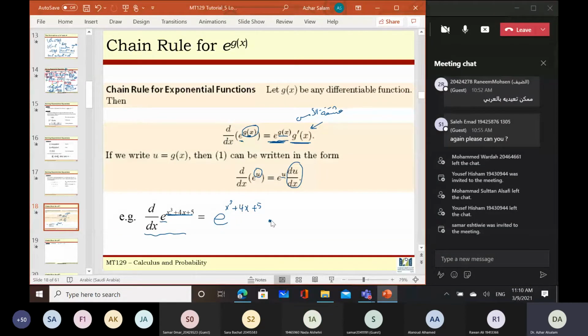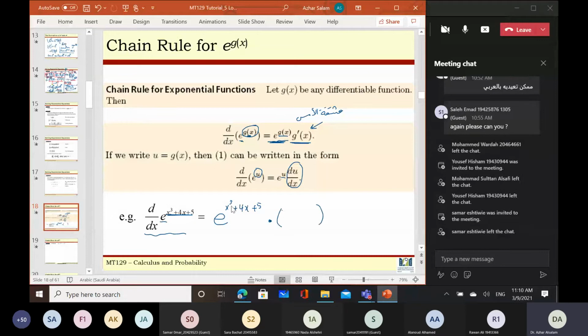The chain rule, we multiply. Okay, the derivative of the exponent. أضربها في مشتقة الأس. كم مشتقة الأس؟ It will be 3x square plus 4. Okay, مشتقة 4x هي 4. مشتقة 5 هي 0. So this is the final result.